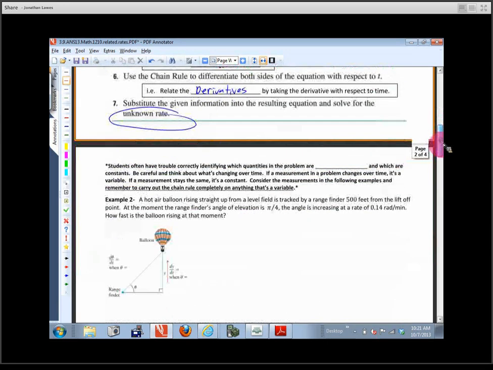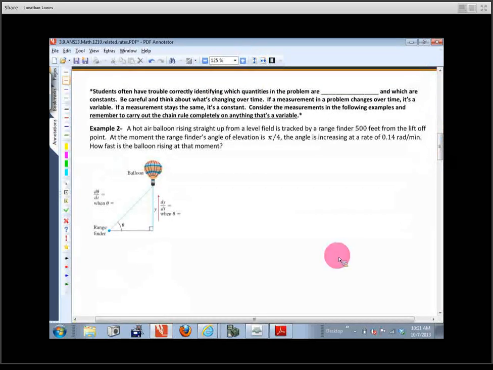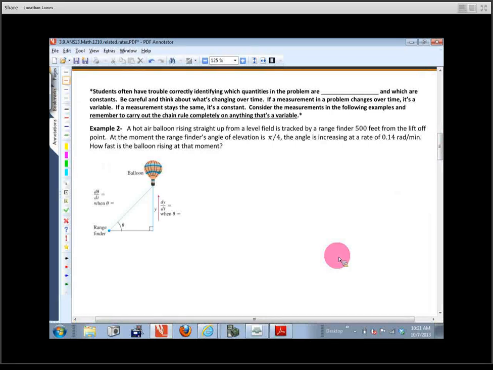Okay, go ahead and flip that over. Let's take a look at the next problem. And I want to point this out. I've taught this for years. I would say this is the biggest struggle people have. They can't keep straight the quantities that are variables and the quantities that are constants. So which quantities are variables and which ones are constants?